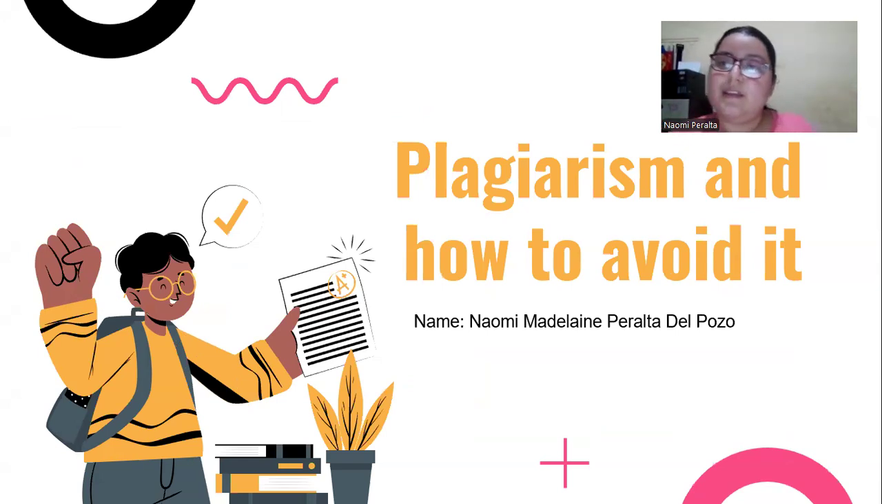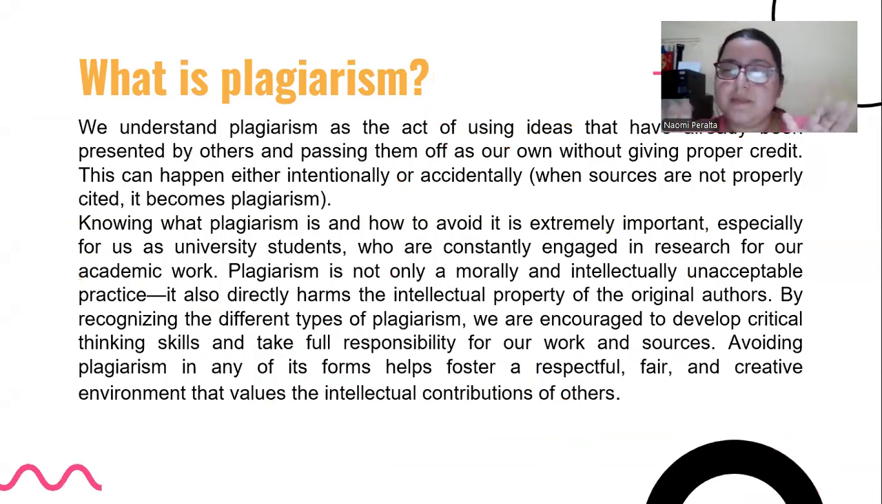And today I'm going to talk about plagiarism and how to avoid it. So, what is plagiarism? In a sense, it's the act of using ideas from another person and passing them off as our own without proper credit. This can happen intentionally or accidentally. The accidental kind is when you do not properly cite and just put in the information.